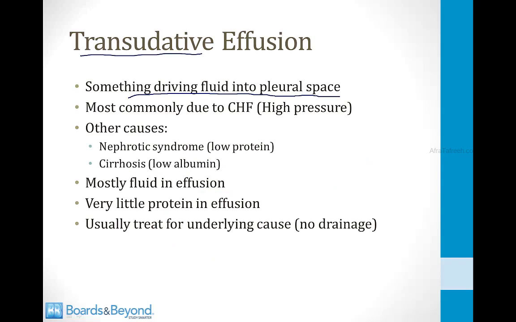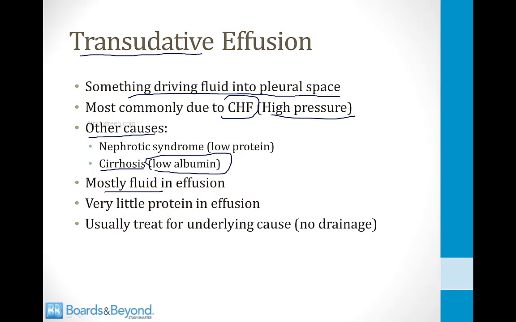The most common cause of a transudative pleural effusion is high pressures from congestive heart failure. But other causes are nephrotic syndrome, so you lose protein in the urine in nephrotic syndrome, and the plasma will have low protein and therefore low oncotic pressure, and that can cause an effusion. In cirrhosis, you have underproduction of albumin, so you get low protein in the blood, and that also can cause a transudative effusion. In these effusions, there's mostly fluid.